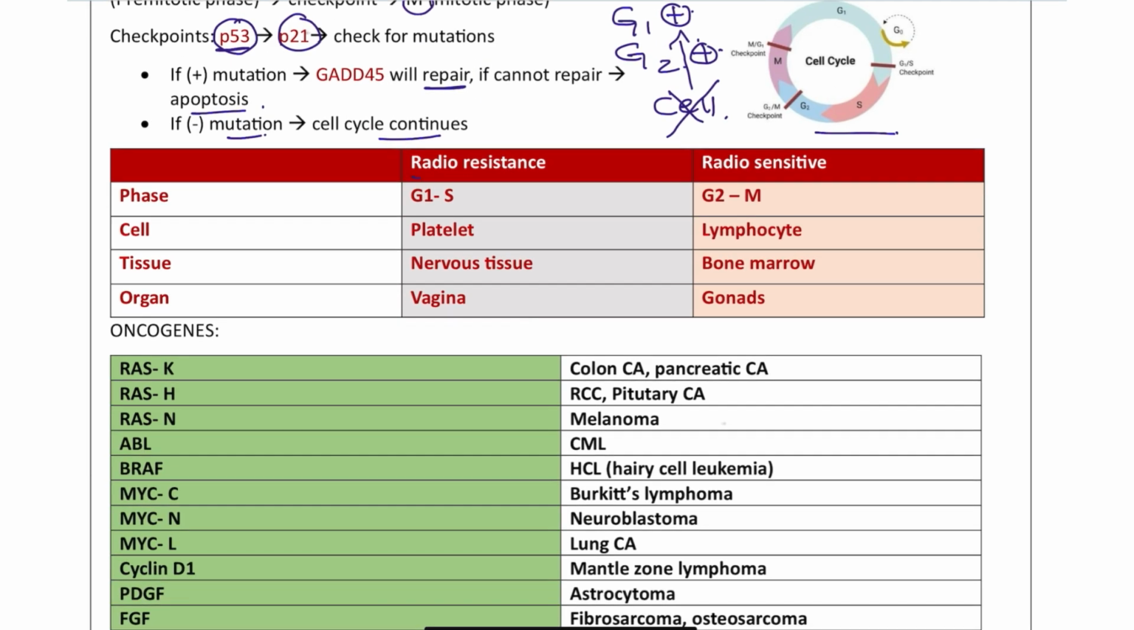And next, radio resistance versus radio sensitivity. This question has been asked again and again. Radio resistance will be seen in the G1 to S phase, and radio sensitivity is seen in the G2 to M phase. And what are the cells involved? Most commonly platelet is very resistant, also nervous tissue and vagina. Very sensitive are the lymphocyte, bone marrow, and the gonads.